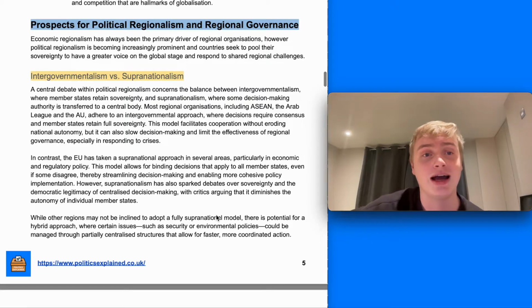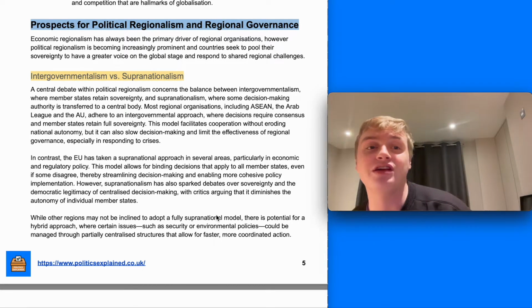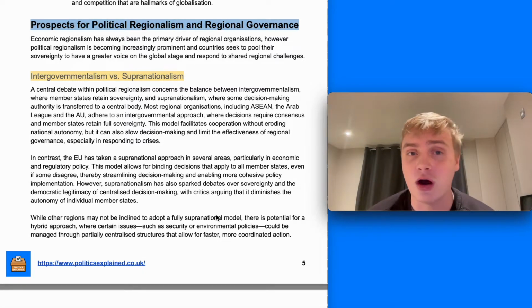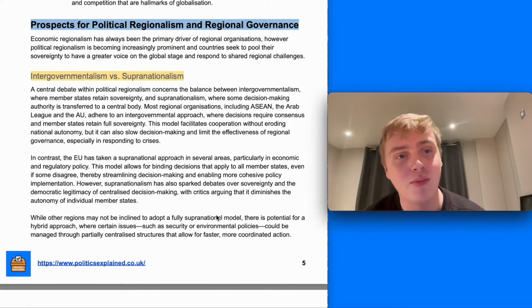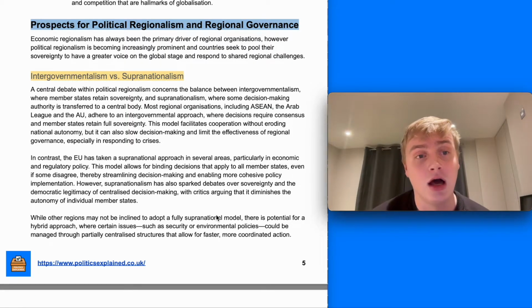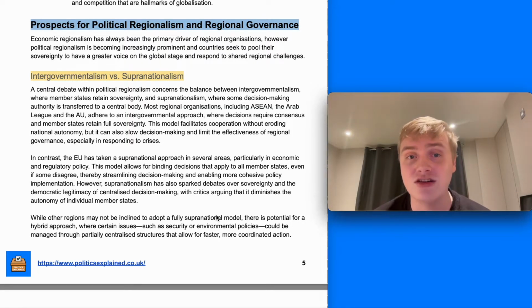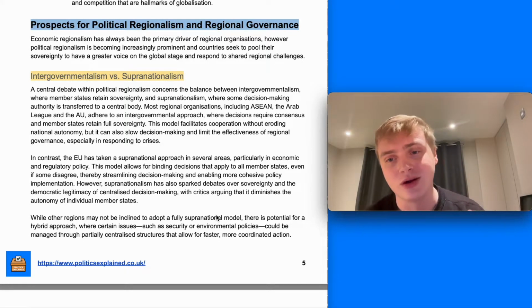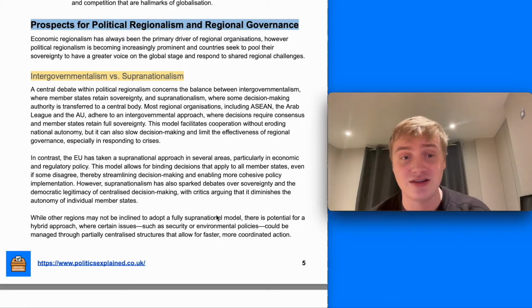Next topic we're going to have a look at is prospects for political regionalism and regional governance. So economic regionalism has always been the primary driver of regional organisations. However, political regionalism is becoming increasingly important, as countries seek to pool their sovereignty to have a greater voice on the global stage and respond to shared challenges. And crucial to understanding this is understanding the difference between intergovernmentalism and supranationalism.